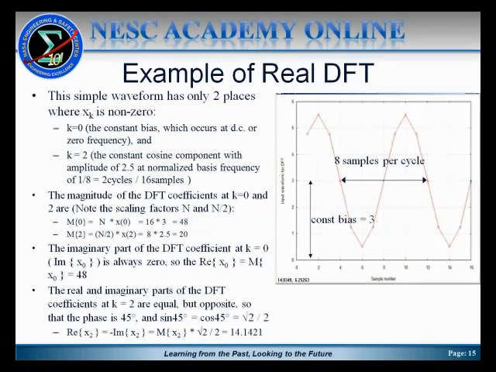So the phase should be 45 degrees, and at 45 degrees, sine of 45 equals cosine 45, which equals the square root of 2 over 2. So then the real and imaginary part magnitudes should be equal, and they should be equal to the total magnitude times square root of 2 over 2. And that would work out to be 14.1421. So let's plot out the discrete Fourier transform coefficients that were computed by the function described on the previous page and see what we get.